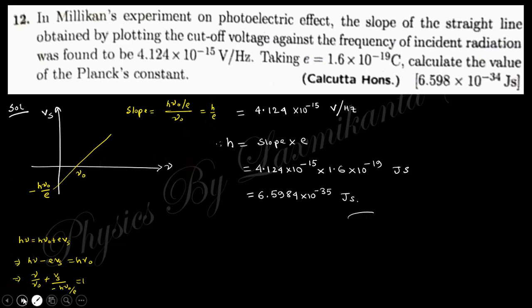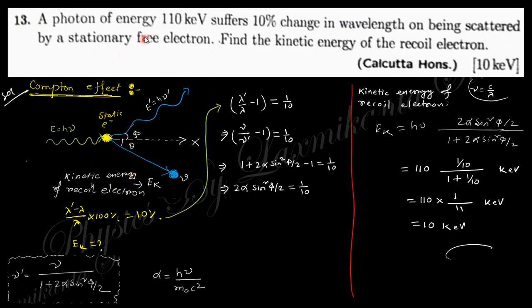Next question says a photon of energy 110 keV suffers a 10% change in wavelength on being scattered by a stationary free electron. So the change in the wavelength of the photon is 10%. Find the kinetic energy of the recoil electron. Just remember from the theoretical part, this is the wave incident on this electron at rest, this wave is scattered, and this is the recoil electron.